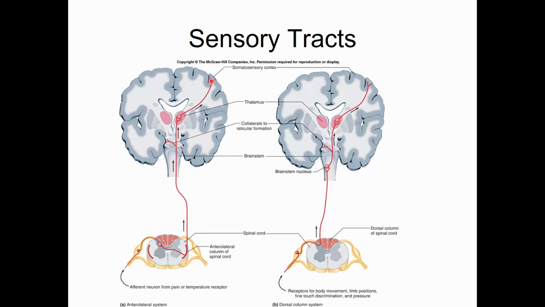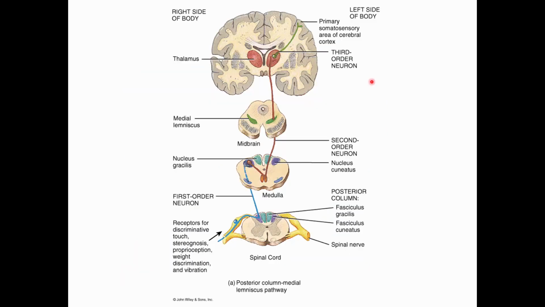So this is a lot of pain and temperature, some crude sensations, crude touch, itching, those kinds of things are in this pathway. All right, the dorsal columns, there's our dorsal root ganglion. The neuron comes in and does not synapse right away. It rises in the dorsal columns on the ipsilateral side of the body, synapses in the brainstem. We have collaterals that go to the reticular formation and some other areas. Rises to the thalamus. Third order neuron goes to the cortex so we can see what it is.